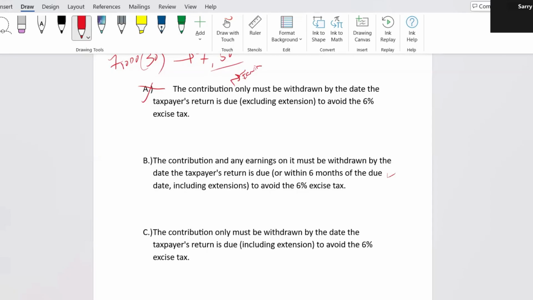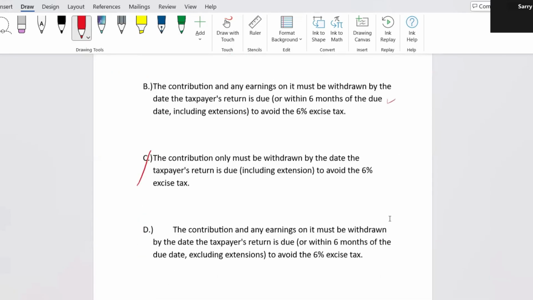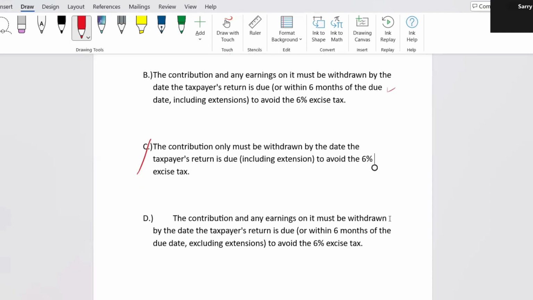The contribution only must be withdrawn by the date. We earlier mentioned A is the contribution and the earnings, so this one also gets eliminated as well. Or else we'd be contradicting ourselves if we considered C. And then option D, the contribution and any earnings on it must be withdrawn by the date the taxpayer's return is due or within 6 months, excluding extensions. So this is also incorrect because it does include extensions. So we can eliminate this one. So remember, it's contribution and any earnings and including extensions.